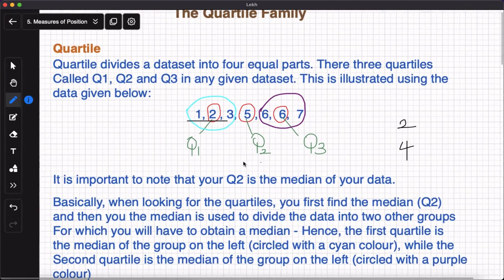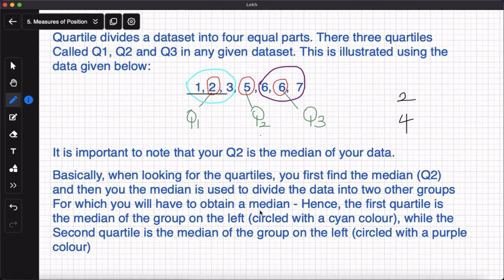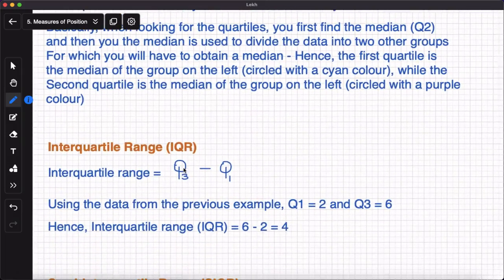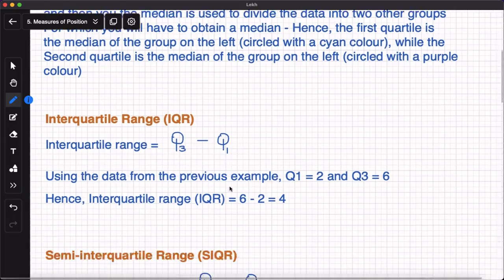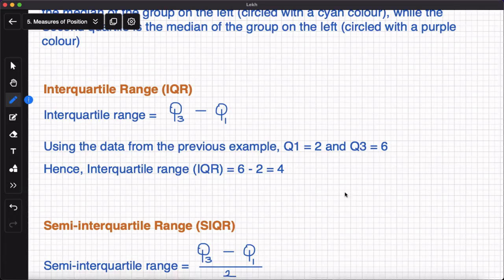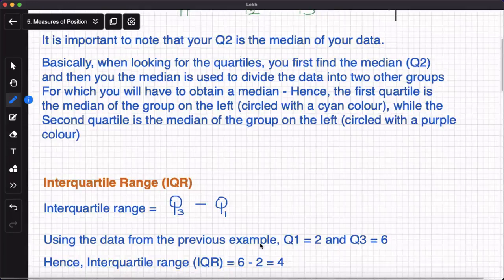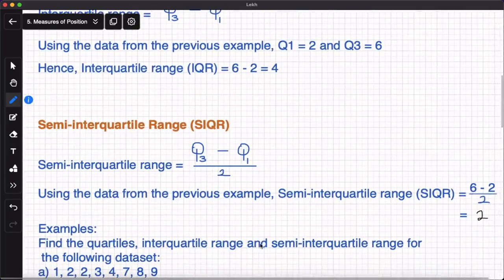Let's see how we can use the quartile. The interquartile range relies on the first and third quartile. So it's Q3 minus Q1, which gives us 6 minus 2, that is 4, because Q1 is 2 and Q3 is 6. The semi-interquartile range is 6 minus 2, all divided by 2, which gives us 2.